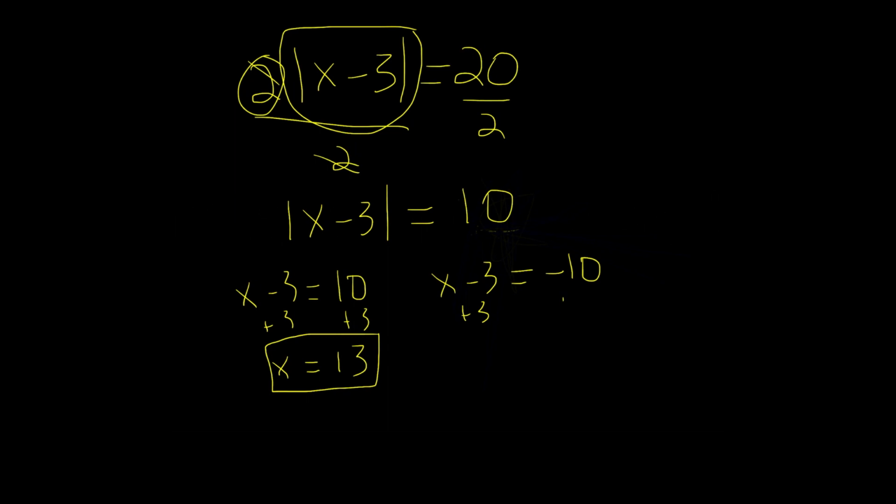And now let's solve this one. We have x minus 3 equals negative 10. We do the same thing: we add 3 on both sides. These 2 cancel out, so we have x equals negative 10 plus 3, which is negative 7. So as you can see, we have 2 answers for this absolute value equation. We have x equals 13 and x equals negative 7. So those 2 are our answers.